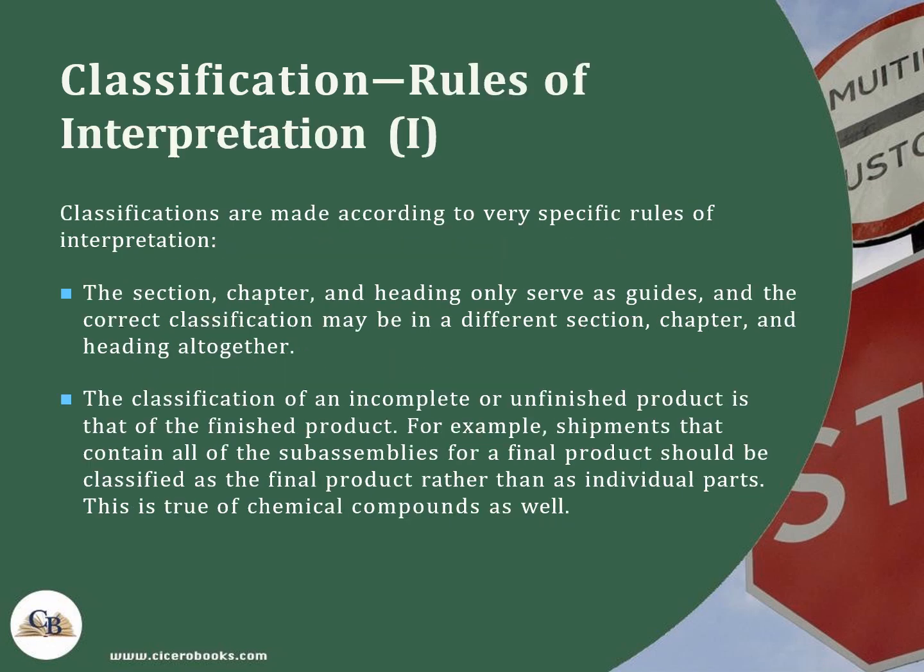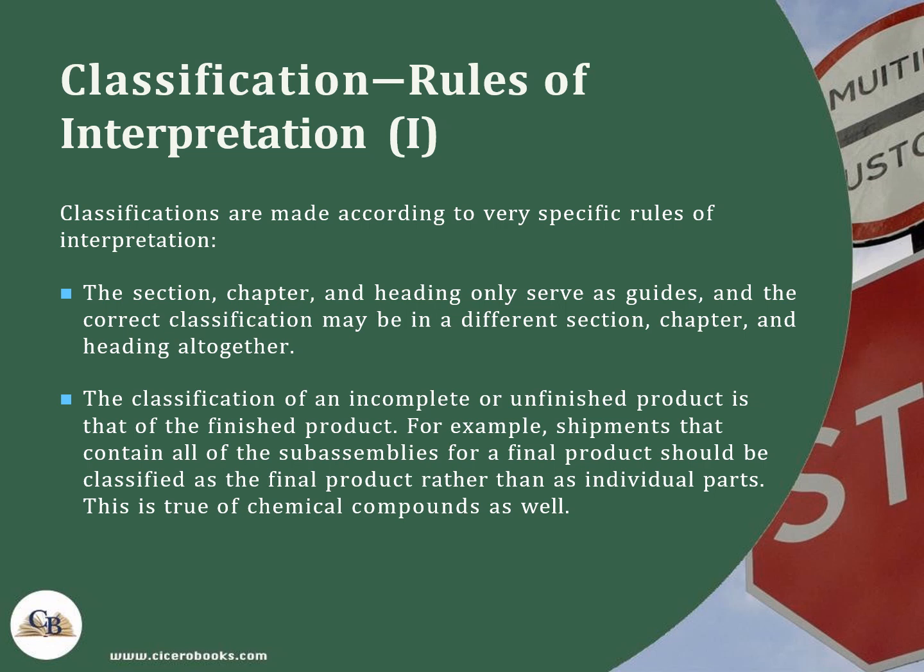Classification rules of interpretation. Classifications are made according to very specific rules of interpretation. The section, chapter, and heading only serve as guides, and the correct classification may be in a different section, chapter, and heading altogether. The classification of an incomplete or unfinished product is that of the finished product. For example, shipments that contain all the sub-assemblies for a final product should be classified as the final product rather than individual parts. This is true of chemical compounds as well.